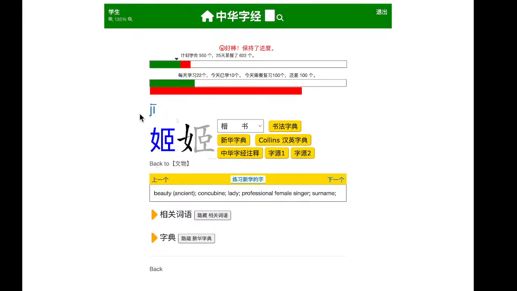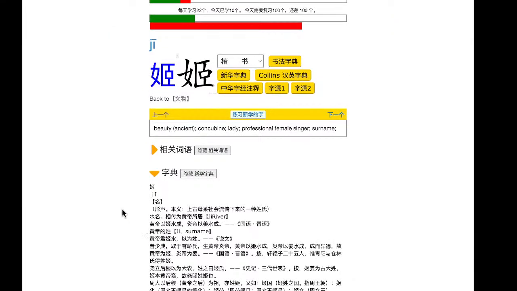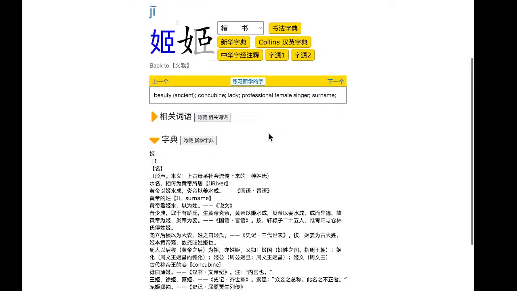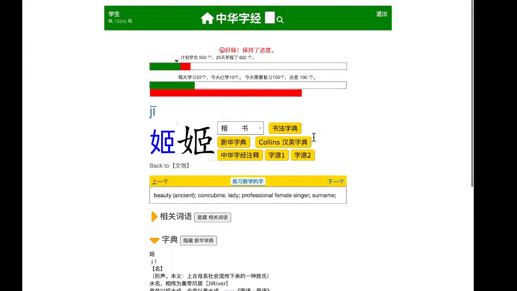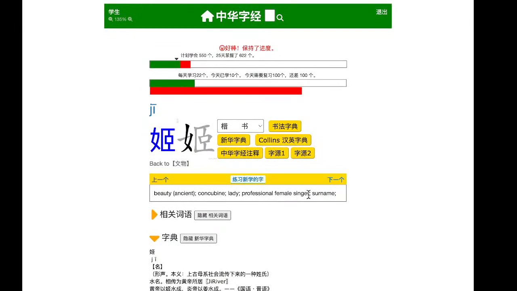姬 refers, I guess originally, or in ancient times, to beauty. 姬, this is also the word for a concubine, or a lady, professional female singer. Yeah, I don't think any of these are in particularly common use nowadays.